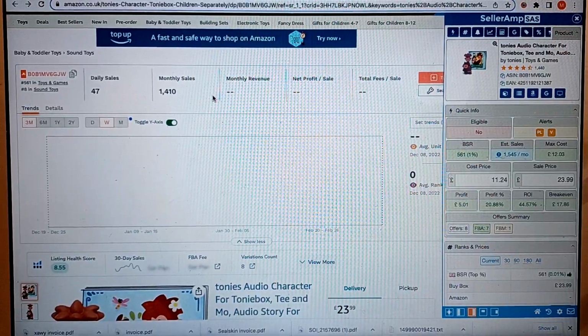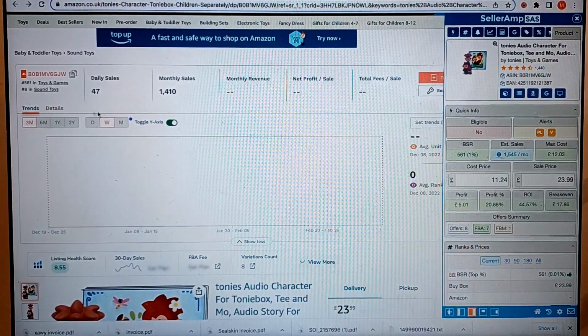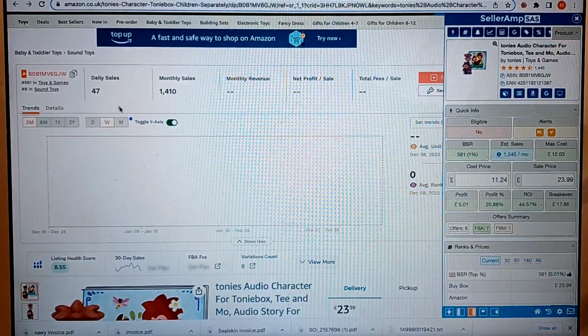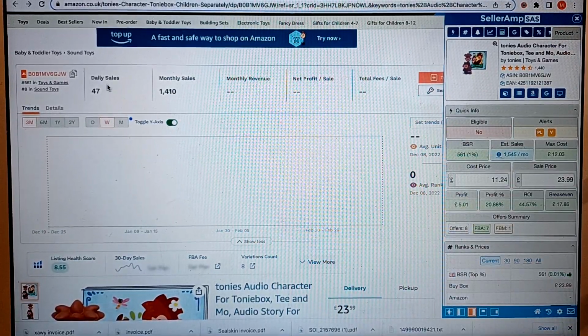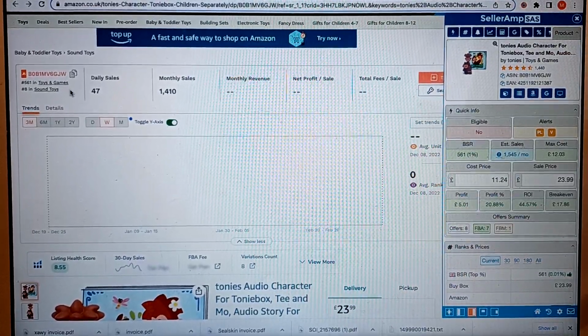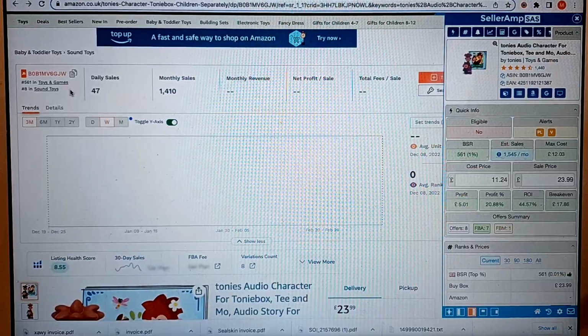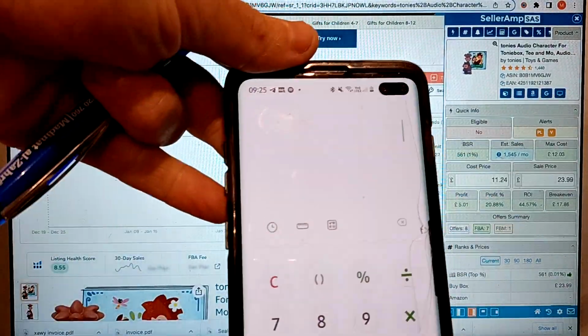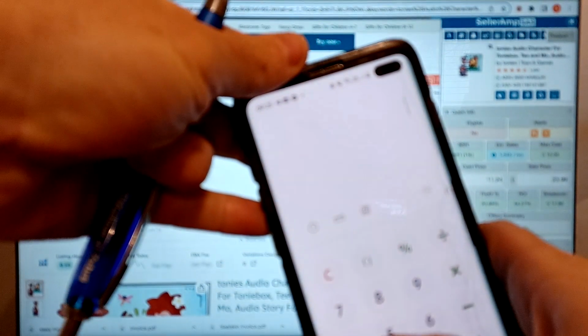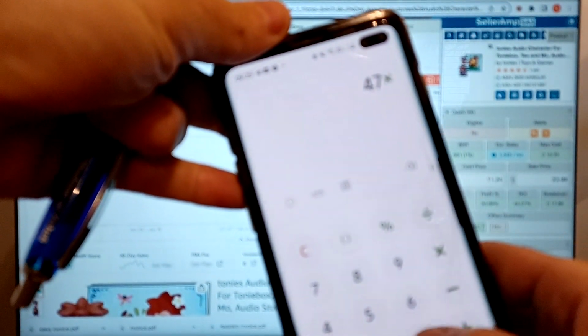We can also use Jungle Scout. It says here daily sales, 47, but I'm not 100% sure whether that means just that product or whether it means all of them. Now, if we do a quick calculation, 47 times, let's just say 30 days in a month.